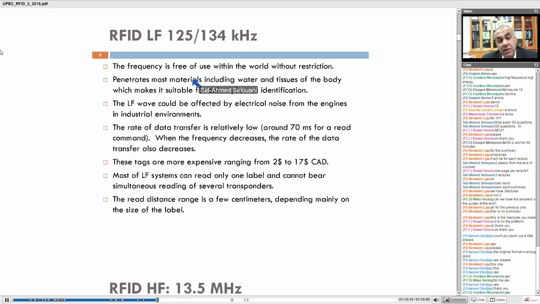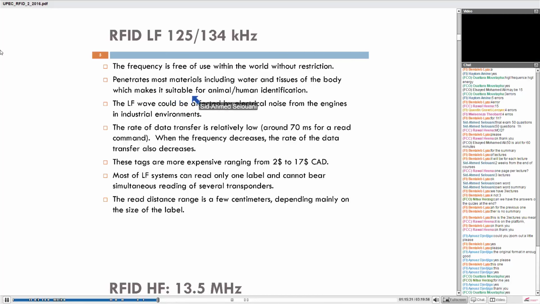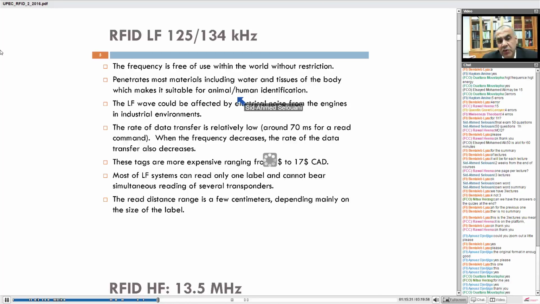this low frequency RFID is what we call near field technology. It's technology where the distance between the tag and the antenna is not very big. So we can see the applications. The main advantage of low frequency RFID is that it can penetrate most materials, including water and tissues of the body, which makes it suitable for animal-human identification.